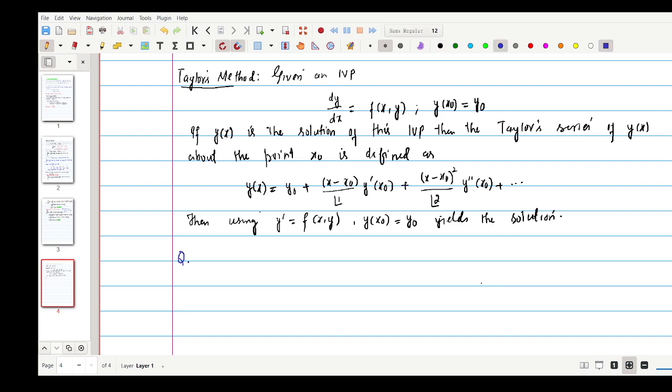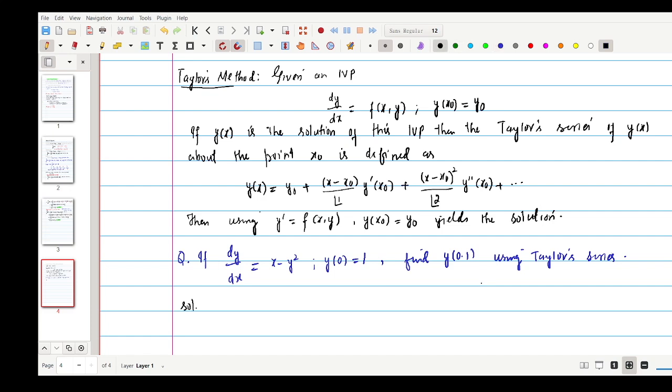We will take the first exercise as dy by dx is equal to x minus y square, where y of 0 is equal to 1. We are required to find y of 0.1 using Taylor series, that is, using Taylor's method. Okay, now let's move towards the solution.